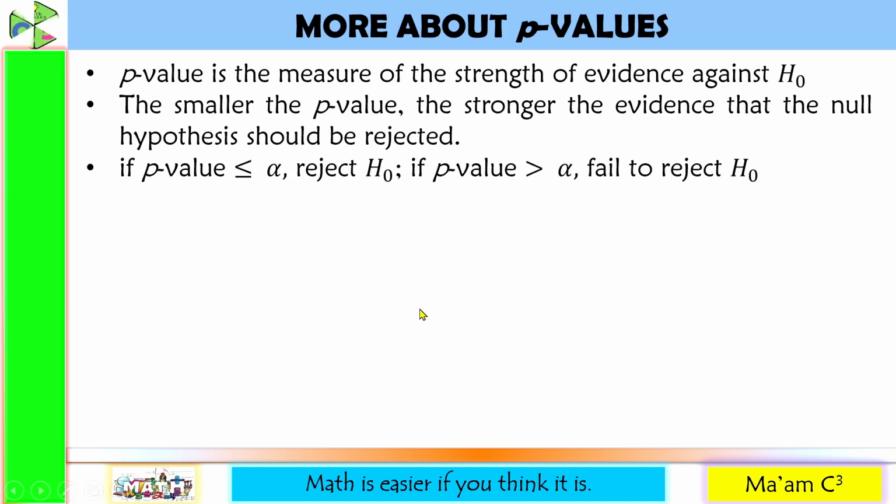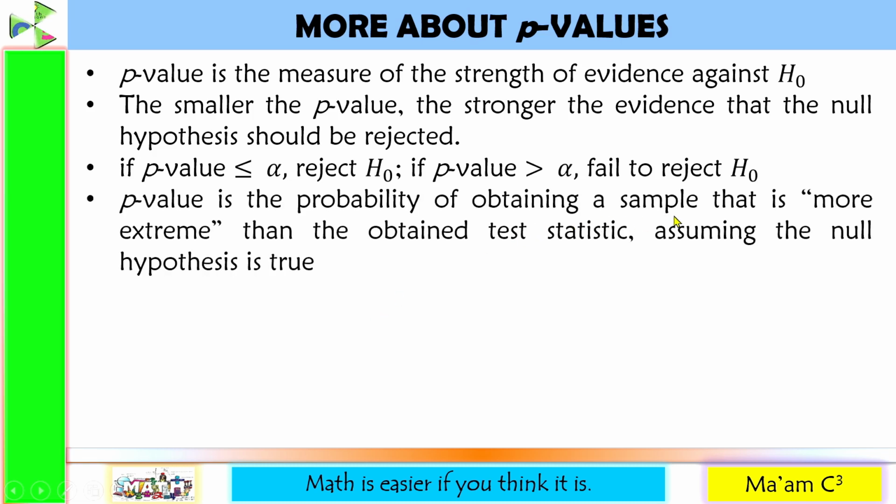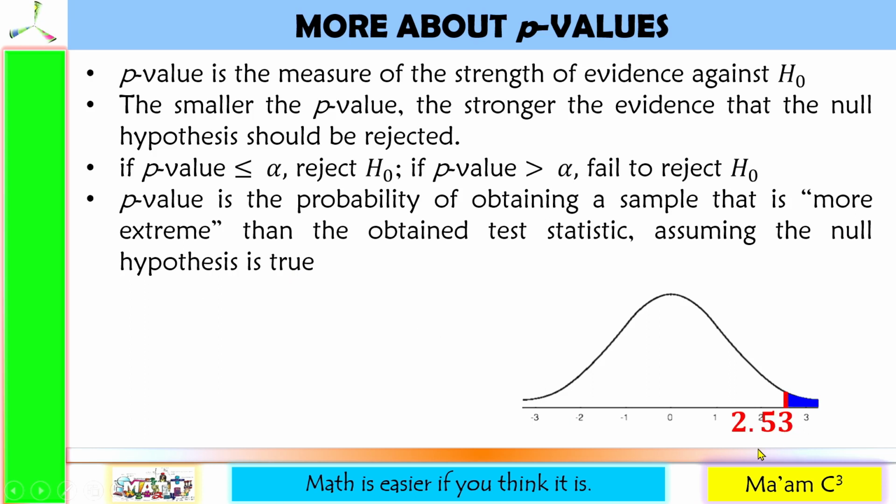Now, in a more understandable way, let us define the p-value as the probability of obtaining a sample that is more extreme than the obtained test statistic, assuming the null hypothesis is true. To give you an idea, consider this right-tail test. Let us say this line here is the computed value 2.53. Where is the p-value? The p-value is the more extreme values. So if this is the critical value, the more extreme is the value to the right of it. So this shaded area is the p-value.